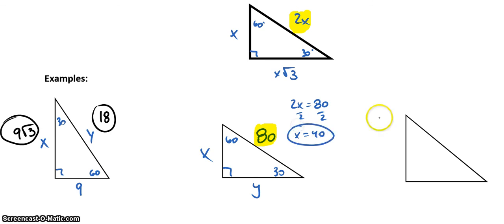So now that I know x is 40, I know my piece across from 30 is 40, and then to get my piece across from 60, I take my x and it's root 3 longer. Alright, so the first example, I give you the piece across from 30, straight up multiply by root 3 and double. If I give you the hypotenuse, we have to divide by 2 to find the piece across from 30, and then multiply it by root 3.